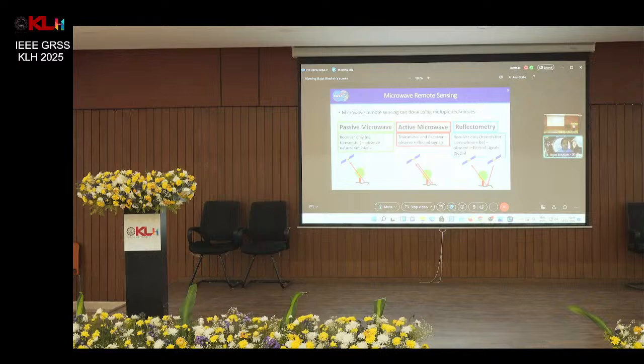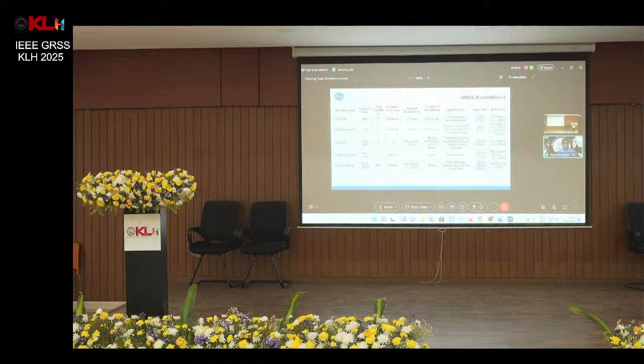In this case, we're talking about mostly observations made at very low frequencies using any one of the three technologies, and each one of them has its own advantages and disadvantages. And I'm not going to get into that, but I'm happy to answer any questions in the future. Reflectometry is definitely the youngest of the three technologies as compared to passive microwave and active microwave.